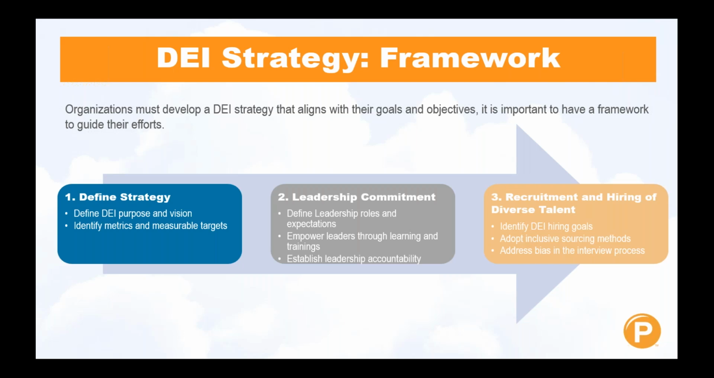Two, leadership commitment. We touched on this on the last slide. Make sure your leaders are on board. Define leadership roles and expectations. Empower your leaders through learning and trainings. That is key. And establish leadership accountability.